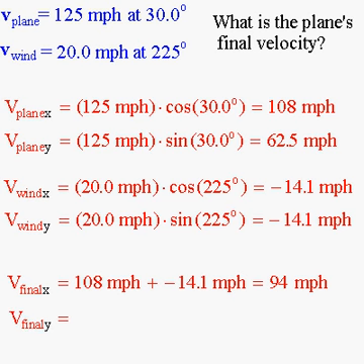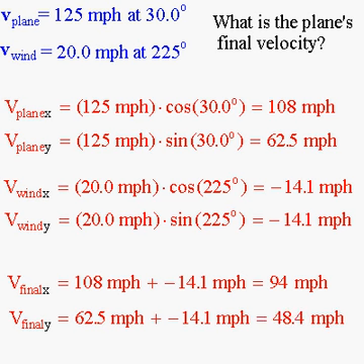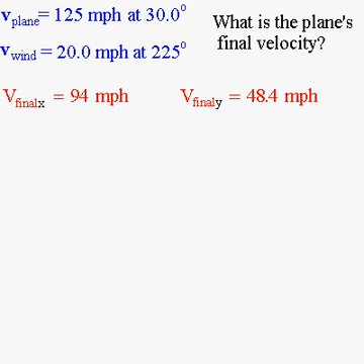Okay, now we can get the y component of the final velocity. It's simply the y component of the plane, 62.5 miles per hour, plus the y component of the wind, negative 14.1 miles per hour. That works out to 48.4 miles per hour. I can report this answer to the tenths place because both of my components go out to the tenths place as well. All right then, we now have the x and y components of the plane's final velocity, 94 miles per hour for the x component and 48.4 miles per hour for the y component.